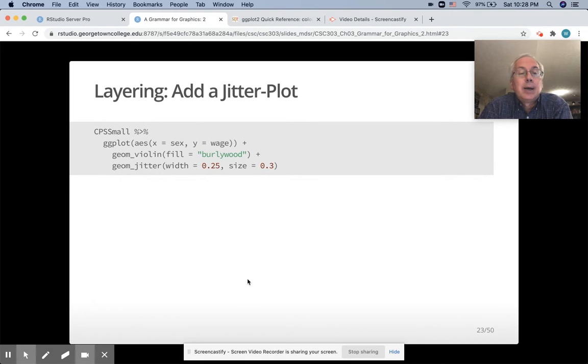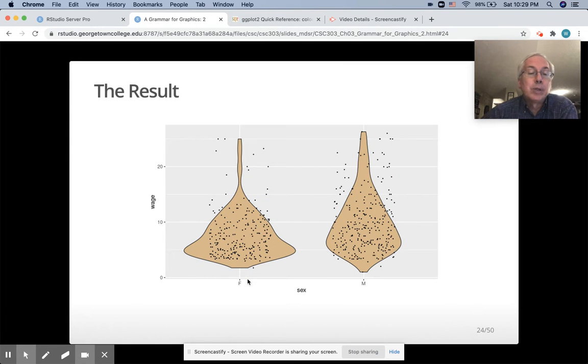Width inside geom_jitter basically tells how much you can add either to the left or to the right in order to spread the values out. And we'll see what we think that 0.25 means when we get to our output. And size is giving us the size of the points. Because we have a lot of points here, we probably want to make their size relatively small. And so remember that the width is 0.25.